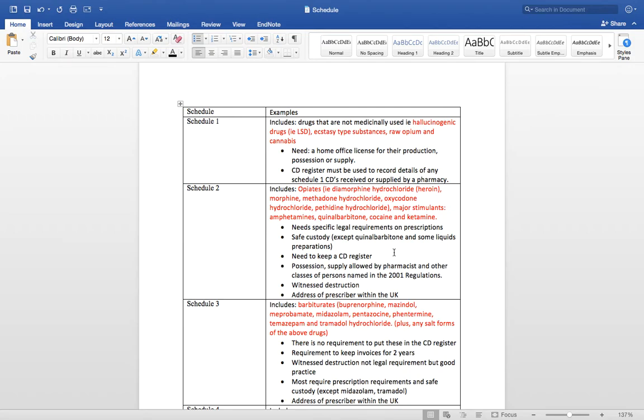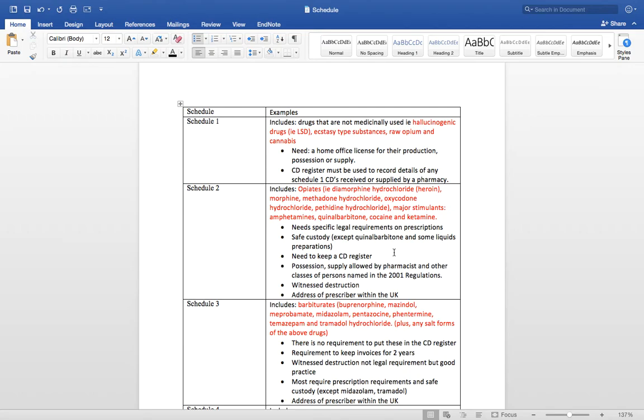For example, one of the requirements would be to state the quantity in both words and figures, and to actually state the formulation of the medication on the prescription. And for a controlled drug, you're also not allowed to say take as directed. You need to be more specific. There needs to be direction on the prescription for that.